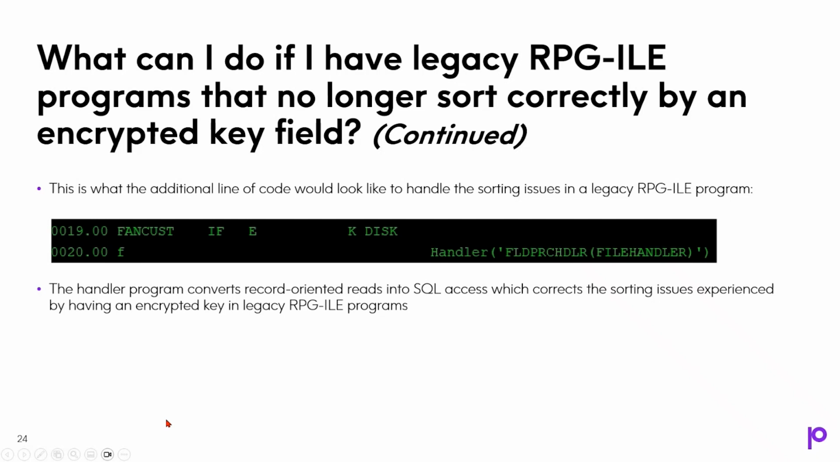So this is what the additional line of code would look like. You have an F-spec, and then you have the handler, and then you see field procedure handler, file handler. So once that's inserted and the program's recompiled, you're converted over to SQL access from record-oriented reads, and the sorting issue disappears.